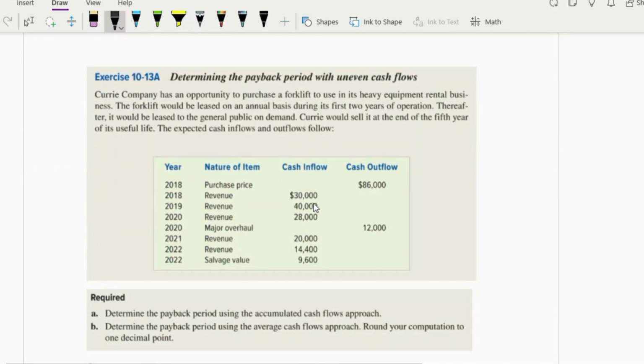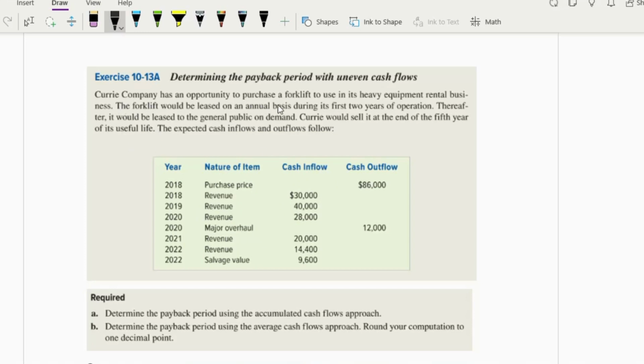Moving on towards the payback period for uneven cash flows. I cannot use the straightforward formula of investment divided by cash inflows. So what should I do? I will be using another way to calculate the payback period if the amounts are uneven.